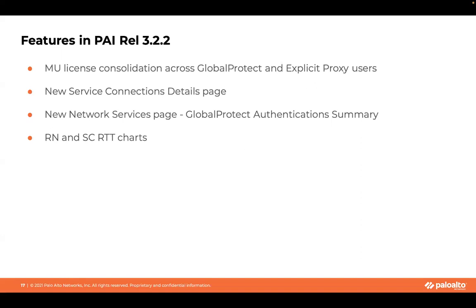So we have this new network services page, and we intend to add more of these features to which we have visibility and which customers have requested us to provide view into. We have introduced also, based on customer request, the round trip time charts for remote networks, tunnels, as well as service connection tunnels. The round trip time definitely affects the customer experience for accessing Prisma Access.